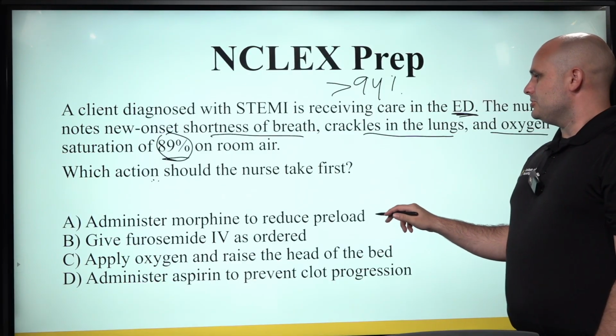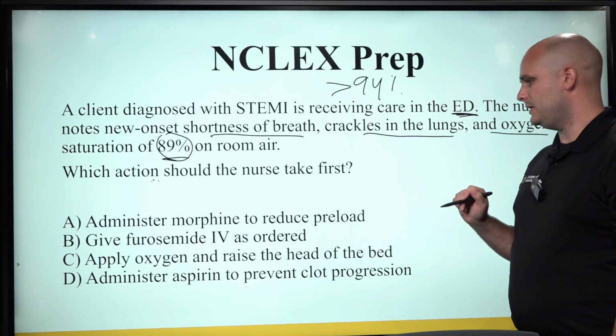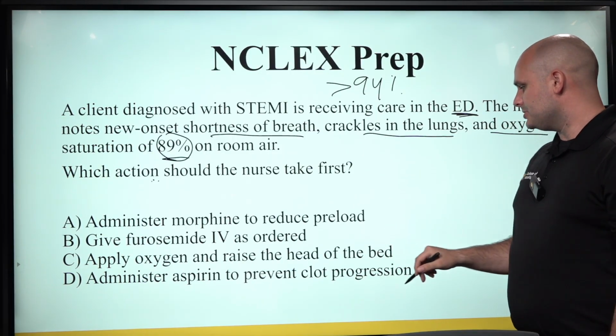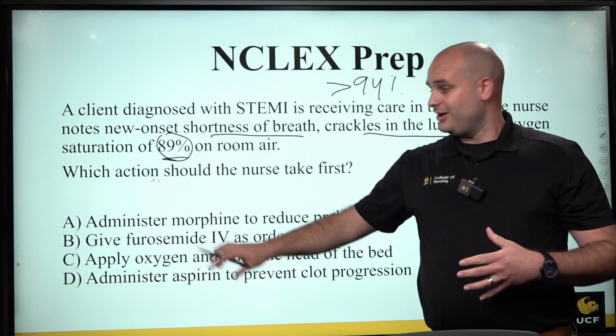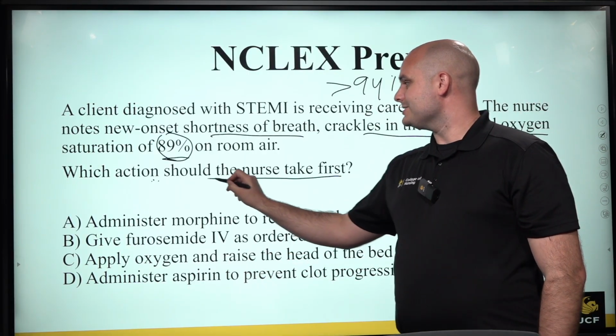Administer morphine to reduce preload, okay. Give furosemide IV as ordered, all right. Apply oxygen and raise the head of bed, and then administer aspirin to prevent clot progression. So these are all good options, right? All those are good, plausible options. What action are we going to take first?